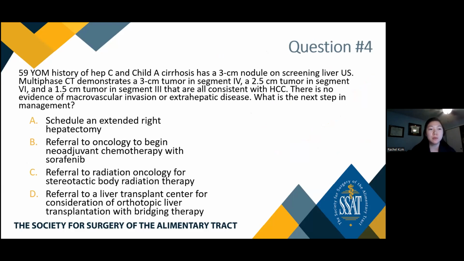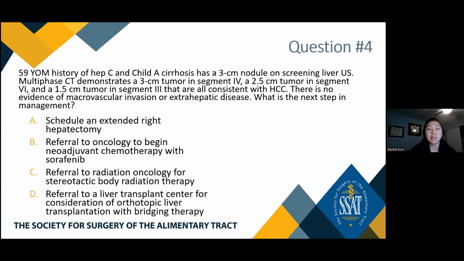So just really quickly, we have a 59-year-old male with Hep C and cirrhosis, who has a 3-centimeter nodule on screening ultrasound, but then on CT he actually has a few tumors: one 3-centimeter tumor in segment 4, a 2.5-centimeter tumor in segment 6, and a 1.5 centimeter tumor in segment 3. And these are all consistent with HCC. There's no evidence of microvascular invasion or extrahepatic disease. So what's the next step in management?